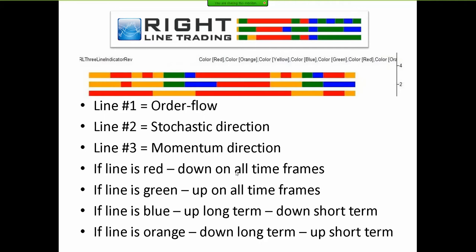Now, it does fractal analysis. So when order flow is down on all time frames, it's red. Stochastic on all time frames or momentum down on all time frames, you get a red. When any of these parameters are up on all time frames, it's green. When you're up long term but down short term, it's blue. And when you're down long term and up short term, it's orange. But you don't have to worry about any of this because all this data is projected directly onto the price bars. So you don't even have to look at the three-line indicator at all.